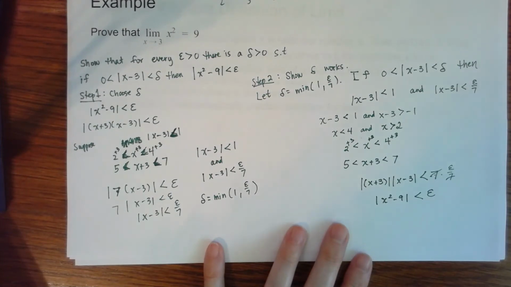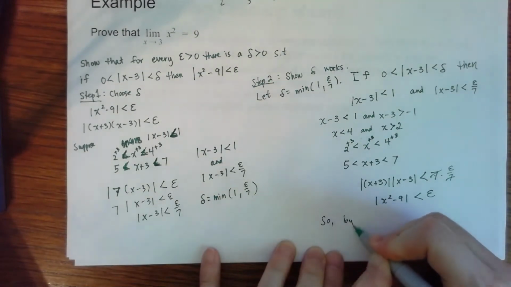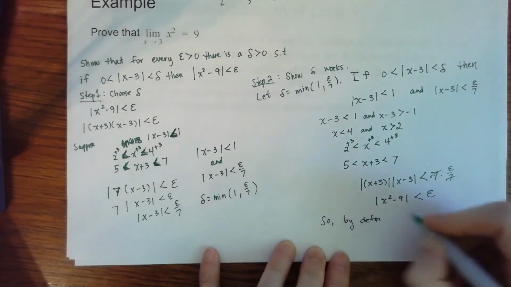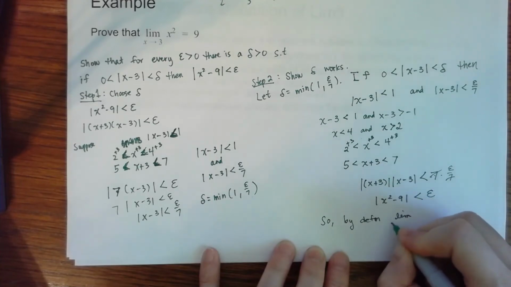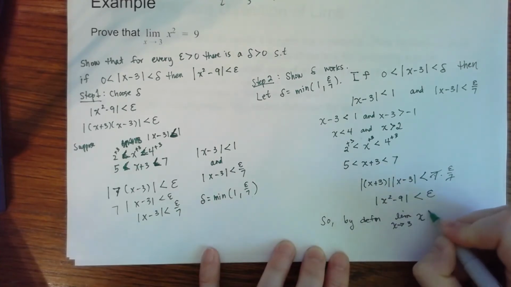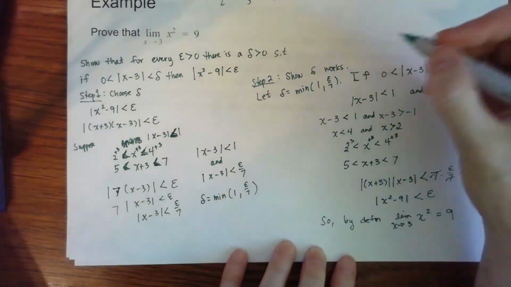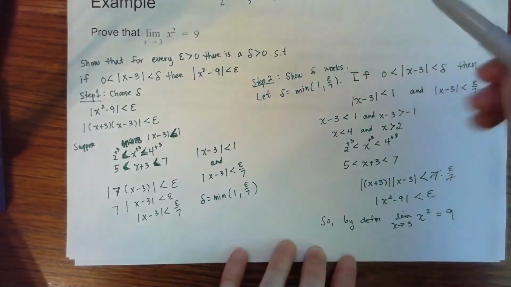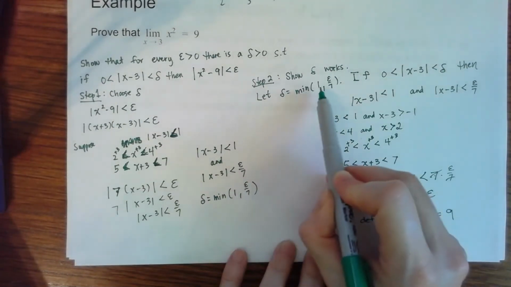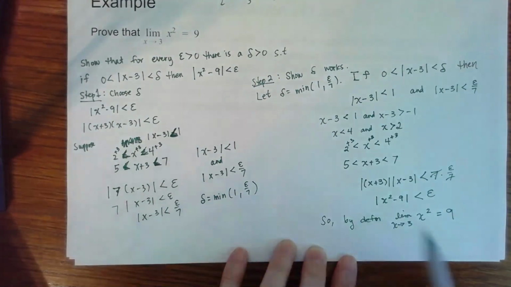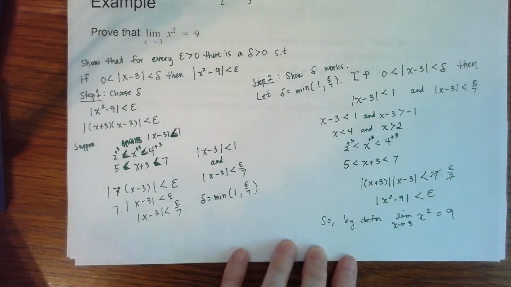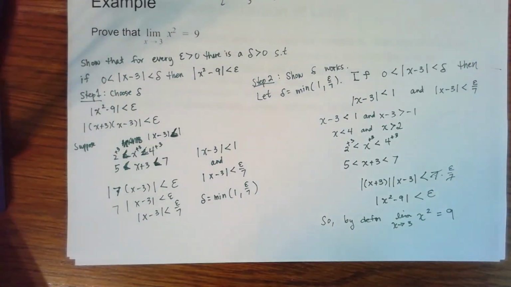Okay, which is exactly what we wanted to show up here. So by definition, the limit as x approaches 3 of x squared is indeed 9. Because I was able to show that no matter what epsilon you choose, if I let my delta be the minimum of 1 and epsilon over 7, I can guarantee that the absolute value of x squared minus 9 is less than epsilon.